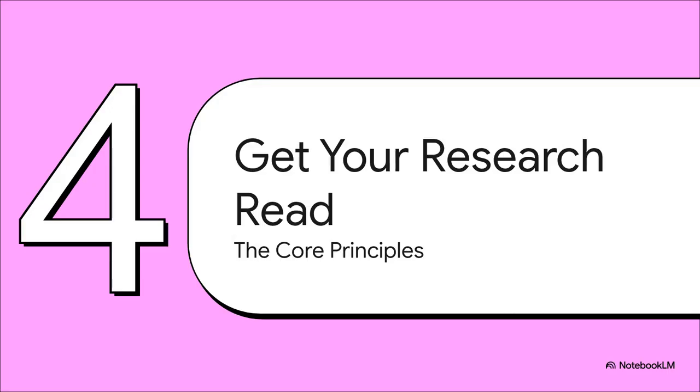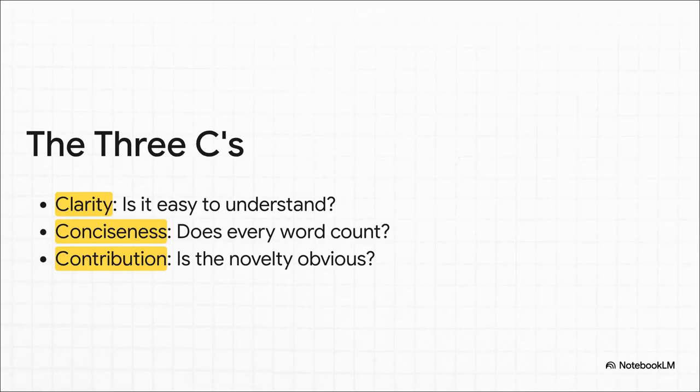So we've looked at the title, the abstract, and the introduction one by one. But what are the core principles that tie them all together? Let's try to distill this all down to what really matters for getting your hard work read. At the end of the day, it really all comes down to these 3 C's. First, clarity. Is your writing easy to understand? Second, conciseness. Does every single word earn its place? And maybe most importantly, contribution. Is the novelty, the newness of your work obvious from the very first sentence? If you can nail these 3 things, you are setting your paper up for success.